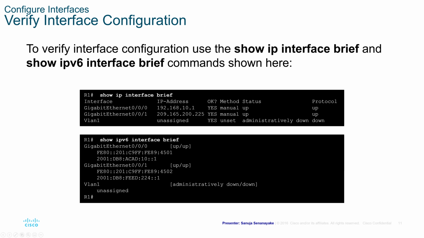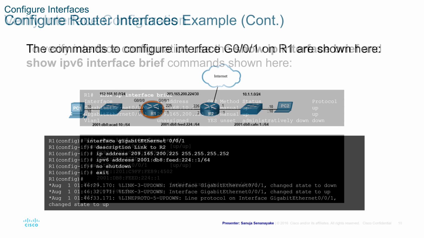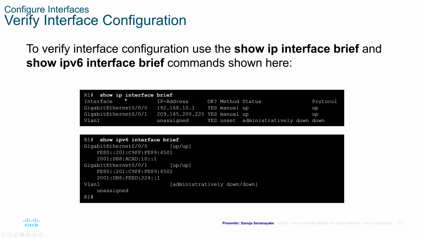Again, if you are in the previous mode, like the configuration mode in here, you can put do at the front. Instead of going show IP interface brief, you can go do show IP interface brief, and that will display the configurations you just did. And then show IPv6 interface brief will give you the interfaces that you have configured for IPv6 routing.